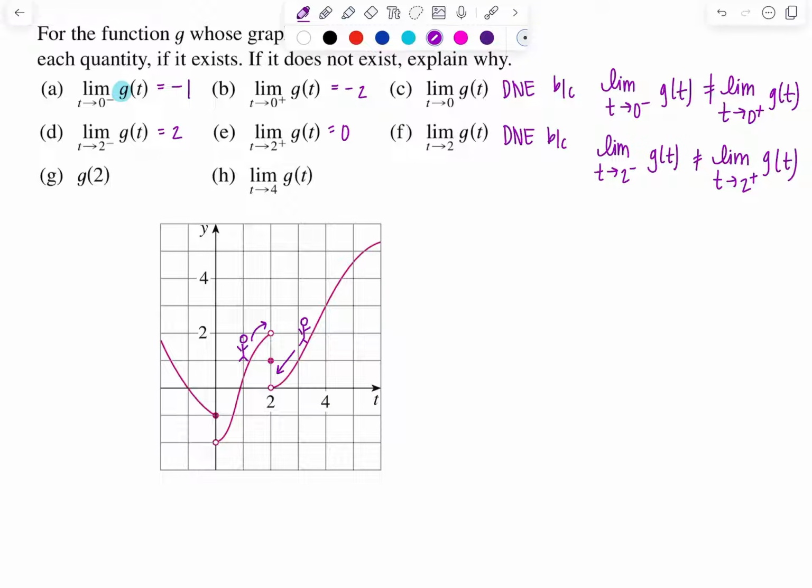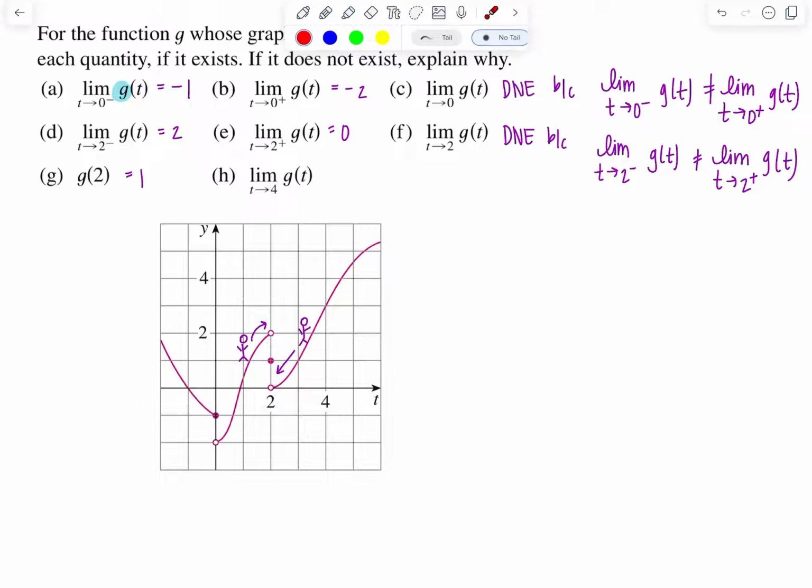Now, they asked us for something interesting here. In part G, it says, what is g of 2? What is the function actually equal to at 2? Well, this is where you pay attention to where you actually have a closed circle. And this point right here is at 1, right? The y value is 1. So g of 2 equals 1. And notice, 1 is not the limit from the left. It's not the limit from the right. So your function can be defined completely differently than its limit from either side of that particular domain value.